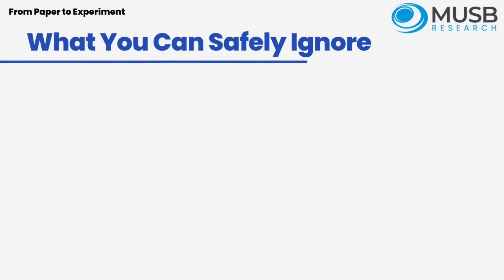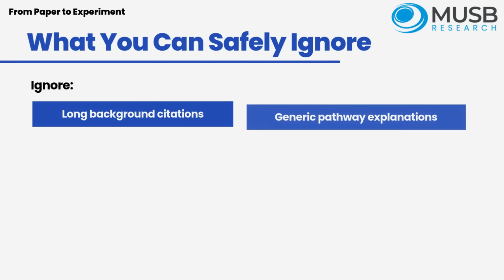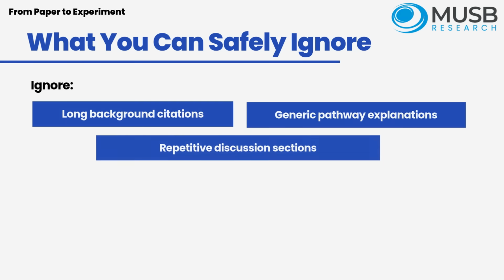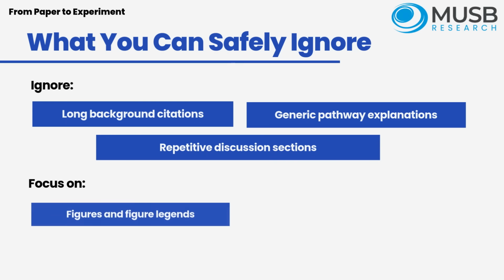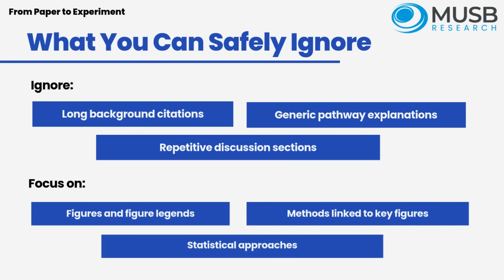What you can safely ignore. You do not need to read everything. Here's what experienced reviewers often skim: long background citations, generic pathway explanations, repetitive discussion sections. Instead, spend your time on figures and figure legends, methods linked to key figures, statistical approaches. Because if the methods are weak, the conclusions don't matter.